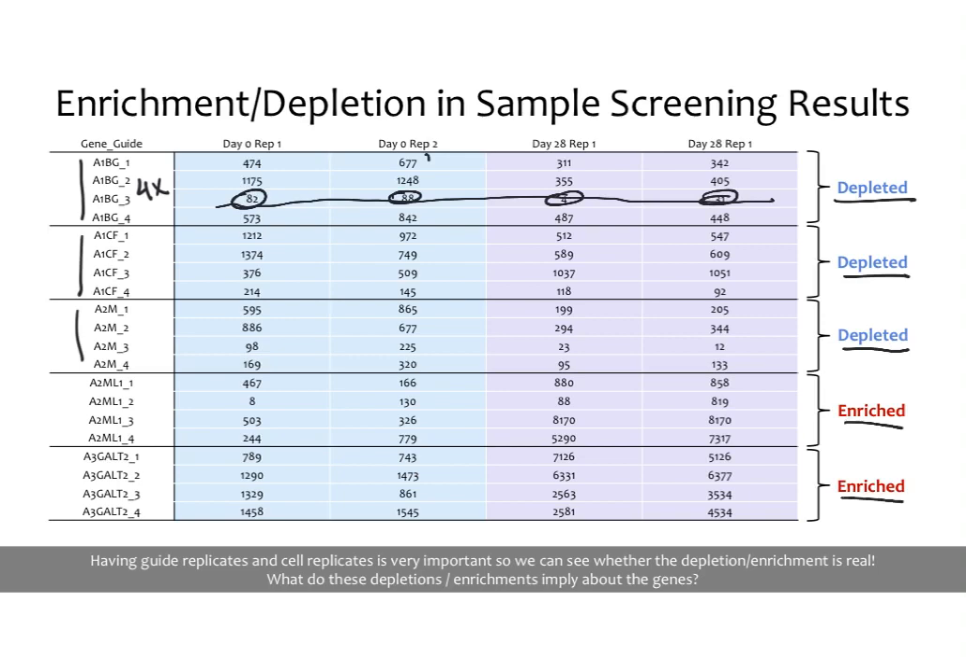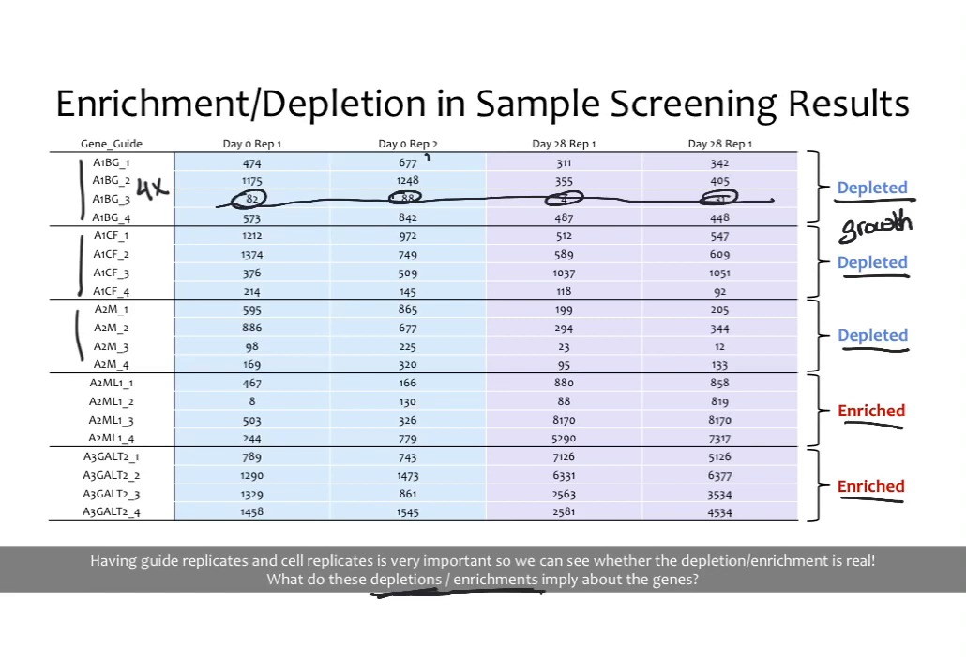So having replicates in both our conditions and in our guides is really important to be able to see that there's a true effect. So now let's review one more time what depletions and enrichments imply about the genes. Depleted genes are going to be growth genes. These are genes that are important for growth, and we knock them out, and because we knock them out, the cells died. And so the guides are depleted.